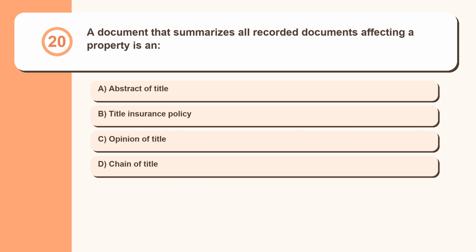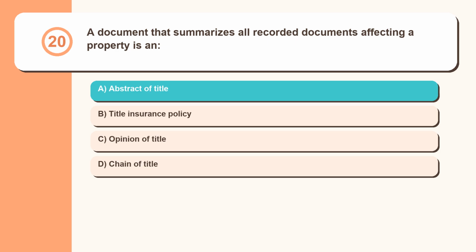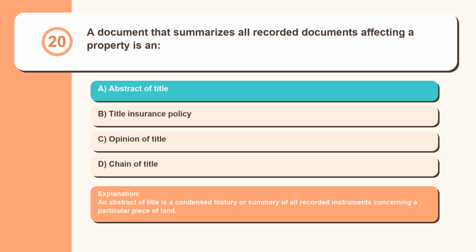Question 20. A document that summarizes all recorded documents affecting a property is an abstract of title, title insurance policy, opinion of title, chain of title. An abstract of title is a condensed history or summary of all recorded instruments concerning a particular piece of land.